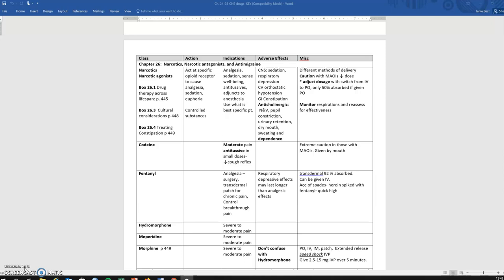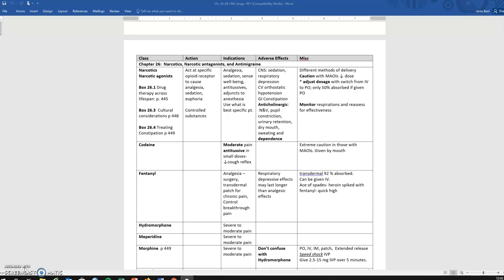Narcotics act at the specific opioid receptor site, and they can cause analgesia, sedation, or euphoria. They can cause central nervous system depression. Their side effects are typically sedation and particularly respiratory depression. These drugs can also cause orthostatic hypotension and GI effects of constipation.